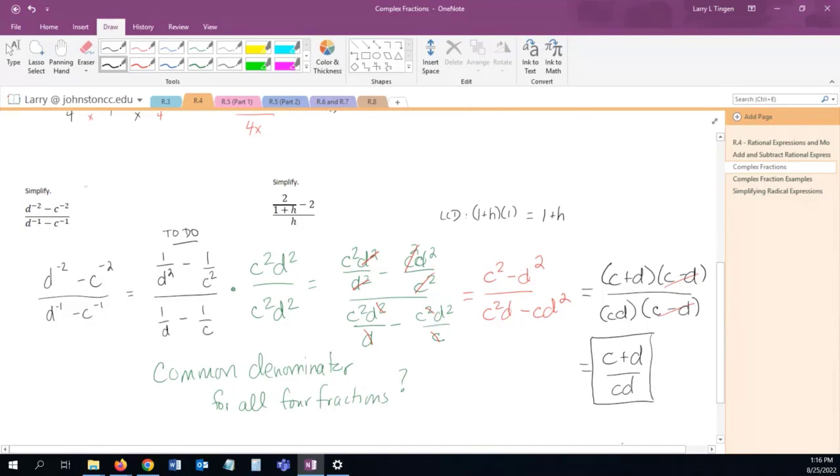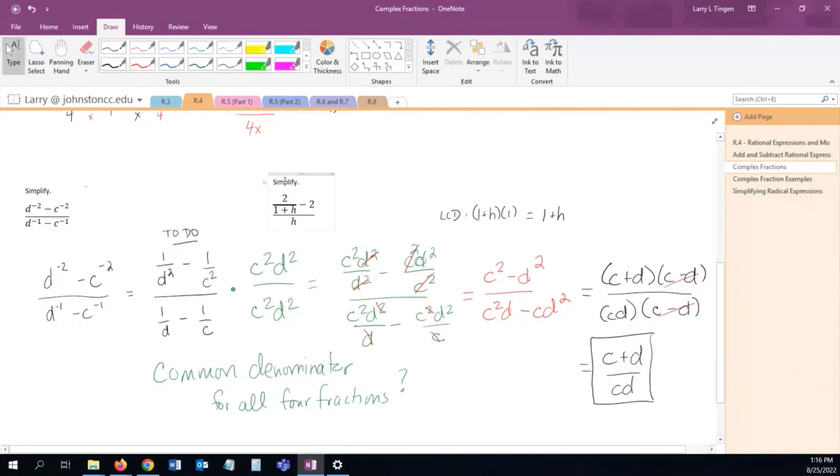So compare that to the way we did this before, where I found a common denominator for the numerator, I found a common denominator for the denominator. I got common denominators, I added or subtracted, and then multiplied by the reciprocal. This one goes a lot quicker. Okay.